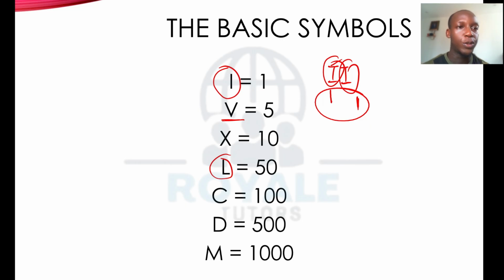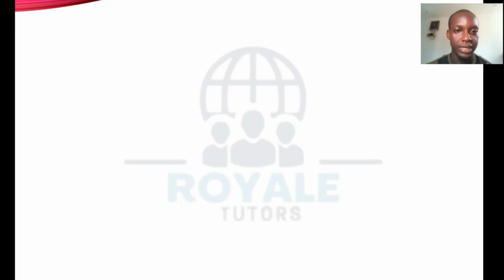I would want you to keep these symbols in mind because these are the symbols that we're going to be using as we progress in today's lesson. Have you got that? Let's go over it one more time. I represents 1, V represents 5, X represents 10, L represents 50, C represents 100, D represents 500, and M represents 1000. All right, let's move on to the next slide.